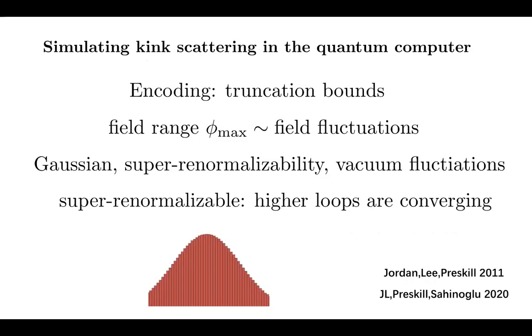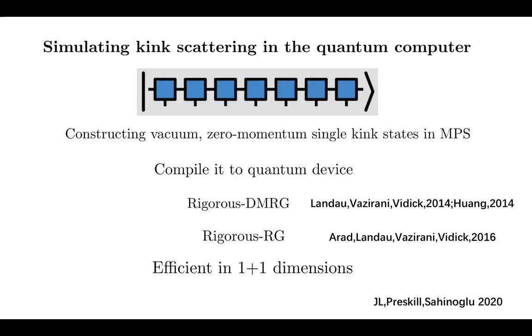But if you consider further simplification by assuming that the state is Gaussian and assuming that the supernormalizability works and the vacuum fluctuation is dominated by a logarithmic term, then you could prove that the local Hilbert space dimension you need is only logarithmically related to the total number of sites in the system. In this case, we prove that the algorithms described in those papers are efficient, which means that they scale quasi-polynomially in 1+1 dimension. Quasi-polynomial means it is a polynomial plus some logarithmic type corrections. So using those algorithms, we could efficiently construct the vacuum and zero momentum kink state.